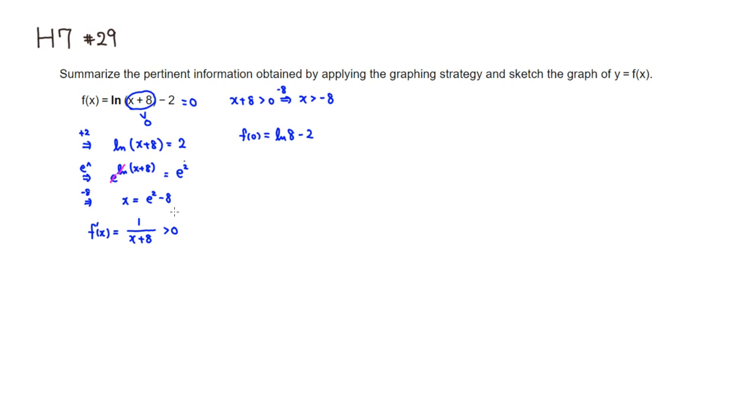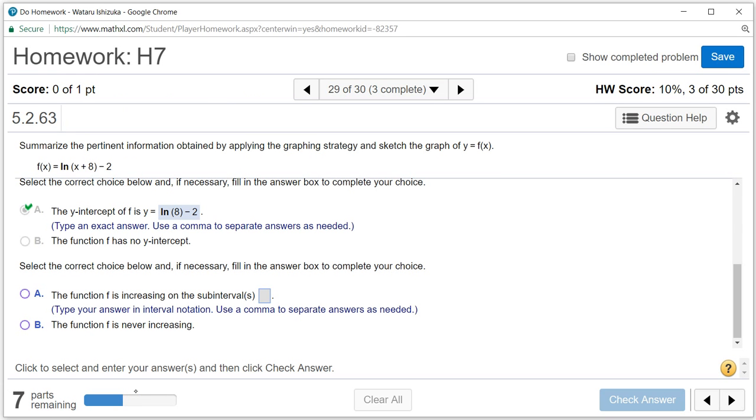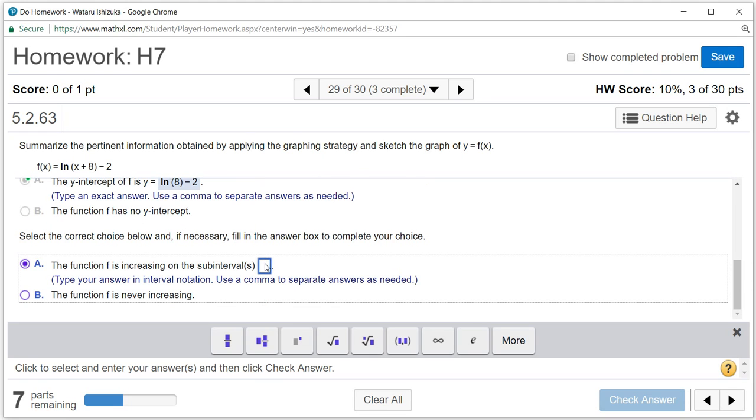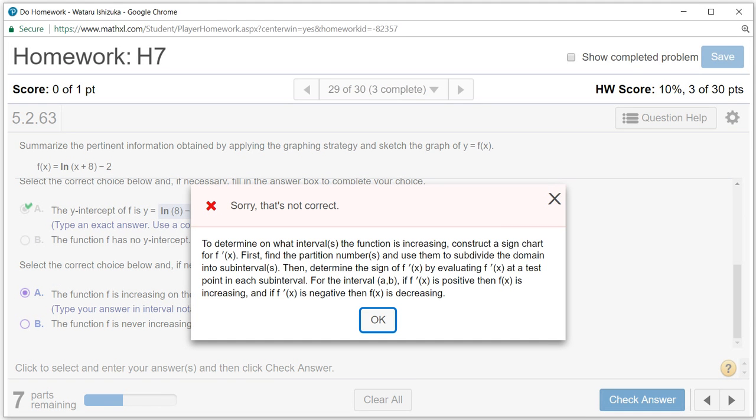So it's increasing on its domain. So let's type it in. Alright, function is increasing on the subinterval, which is just on the domain. So it's going to be -8 to infinity.